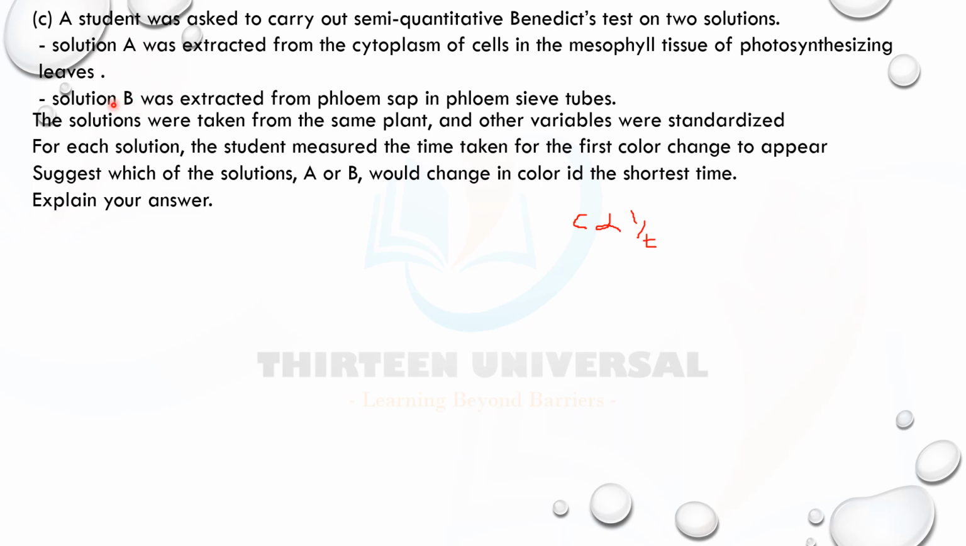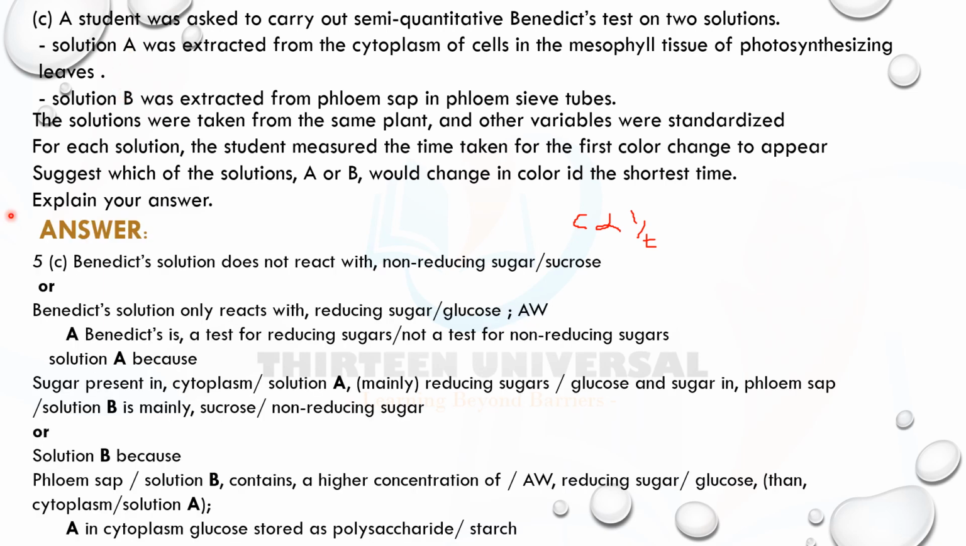So either solution A or B can be the answer if you explain it logically. If you are more objective, look at what the mark scheme says here. It says Benedict solution does not react with non-reducing sugar. So it's going to choose A, putting an argument against B, because B has more non-reducing sugar, sucrose. Benedict's solution only reacts with reducing sugars or glucose.